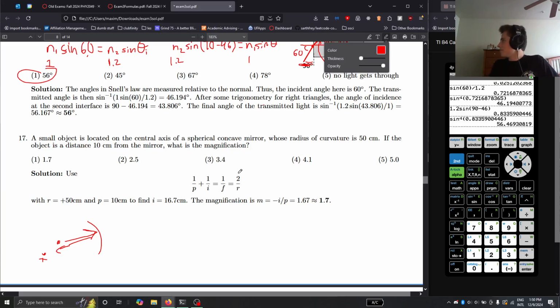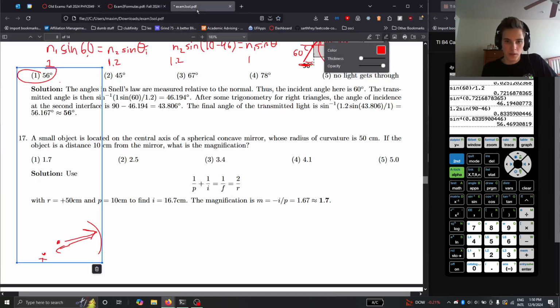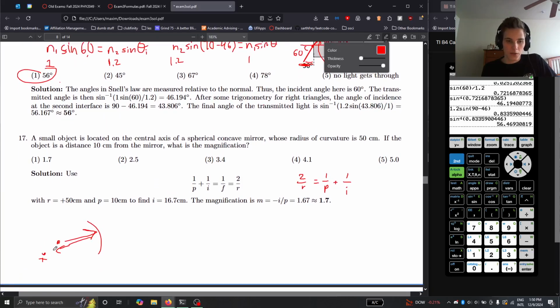And the only formula we need then is this, or this. They're equivalent because F is just R over 2. So we can use this formula here, which is written here: 2 over R is equal to 1 over P, the object distance, plus 1 over I, the image distance. We'll say that a positive image distance is when the image is on the same side, because that's what we expect.